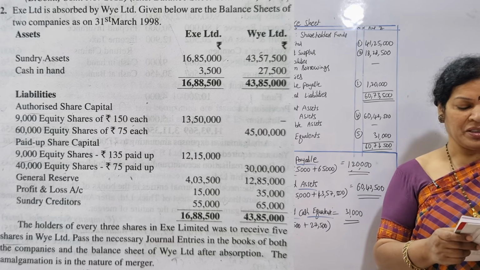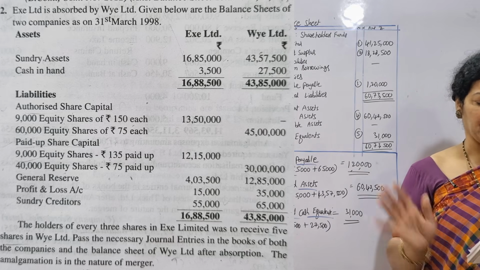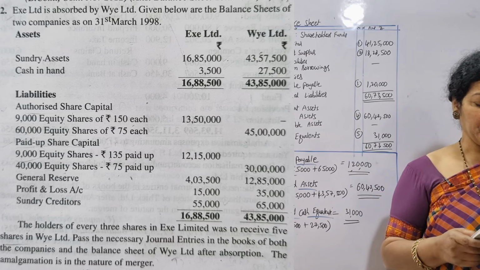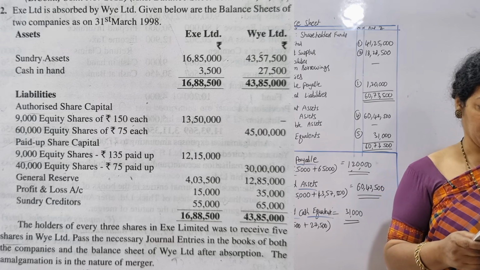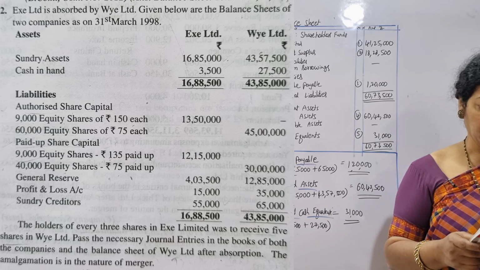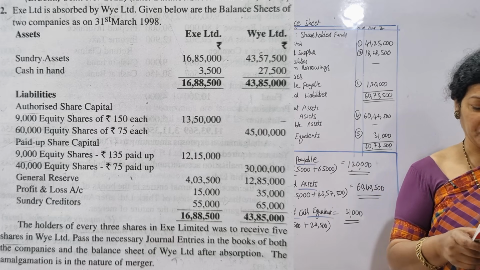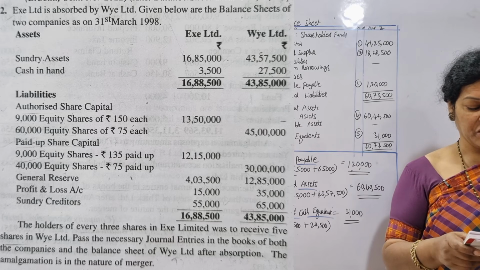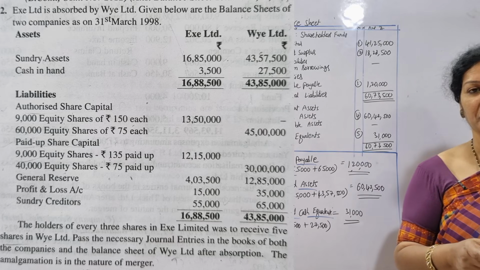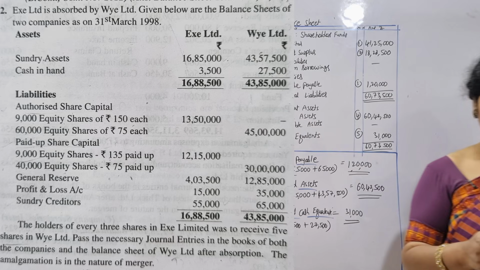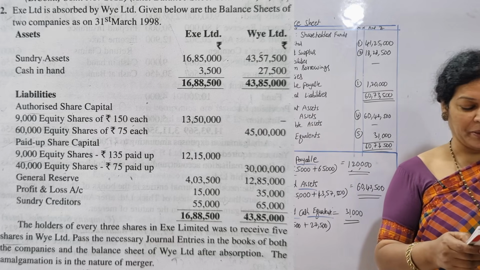What is given to us? Assets: sundry assets, cash in hand. And liabilities: authorized capital. Authorized capital is 9,000 equity shares of 150 each, this is for X Limited, and 60,000 equity shares at the rate of 75 rupees, that is 45 lakh, for the Y company.